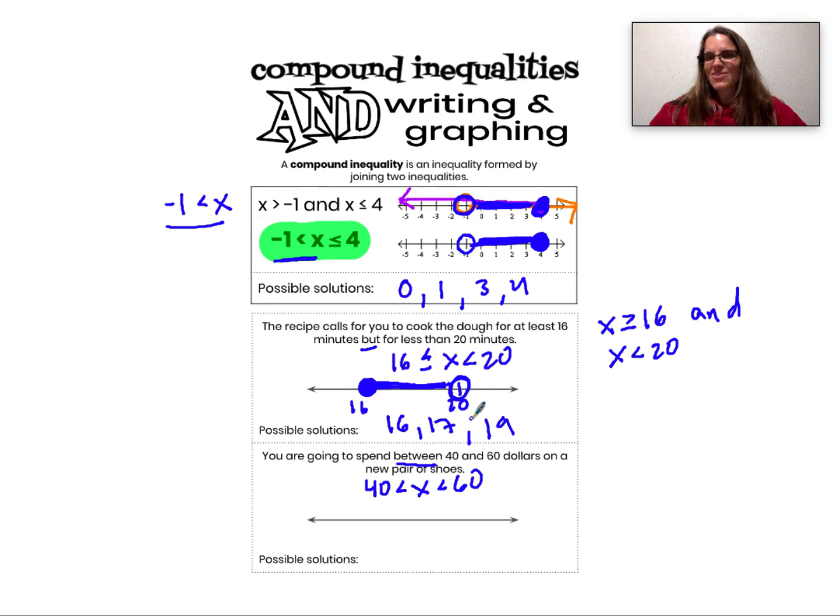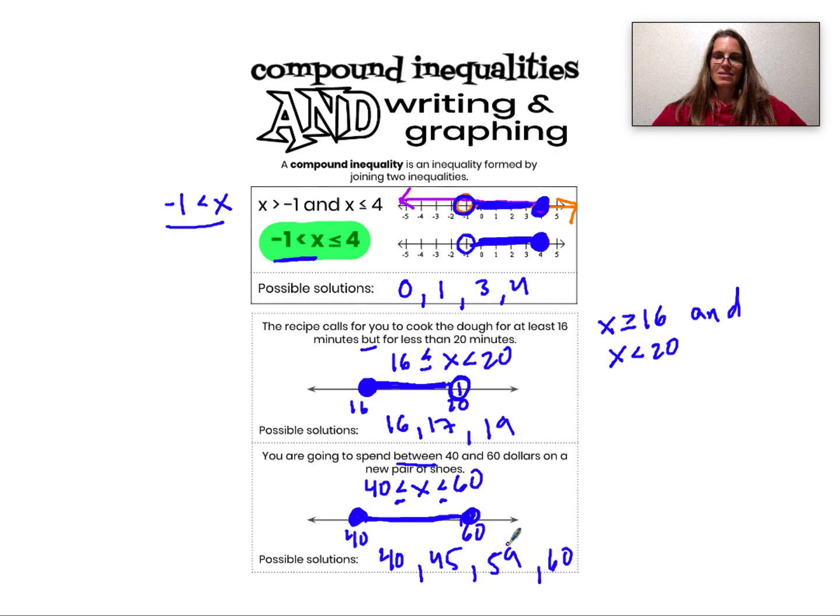Just be ready to justify if you're including the equal sign or not. I'm going to say here that I'm including the equal sign. If I tell you I'm spending between $40 and $60, that can include 40 or 60. That means I'm going to represent this with a closed dot. And then just like every "and" inequality graph, I'm connecting those two boundary points. Possible solutions here are 40, 45, 59, 60, but you cannot spend $61, you can't spend $39. You need to spend somewhere in between, and I'm going to say it's okay to spend 40 or 60.